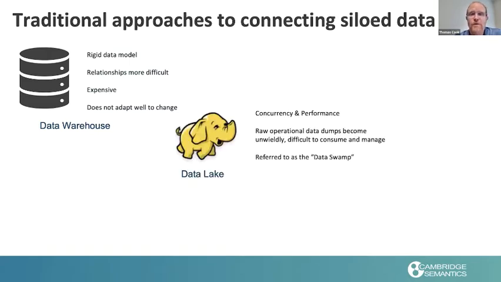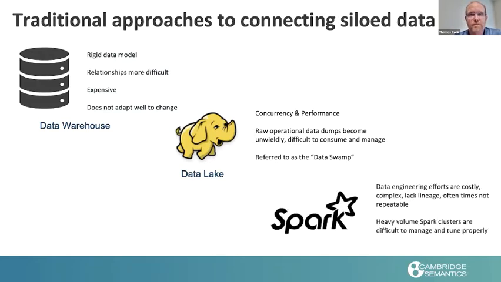Next, we saw the use of data lakes and the promise of the pristine data lake where you drop all of your operational raw data in there and just let people go and analyze it. This promise was never fulfilled, and the pristine data lakes were quickly termed data swamps. Next, we have Spark, very widely used and adopted today, but the data engineering efforts are very costly, complex, they lack lineage, and are oftentimes not repeatable.